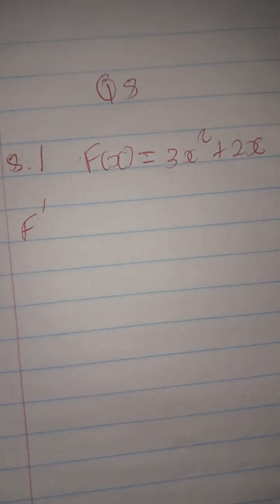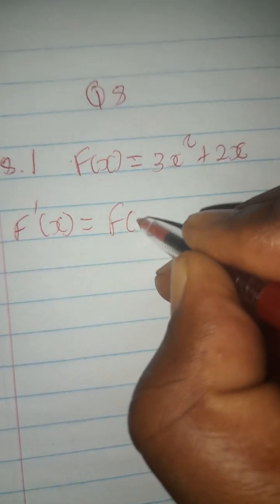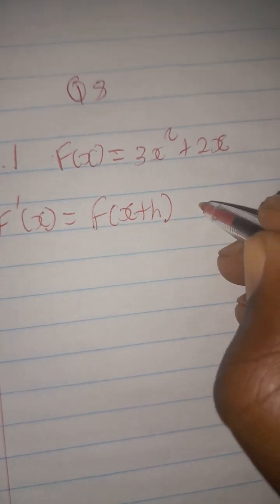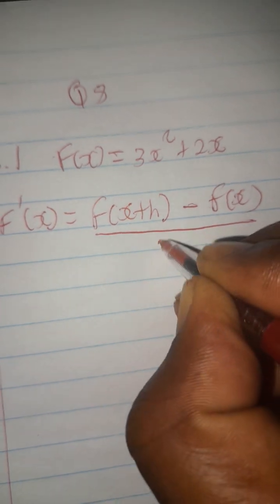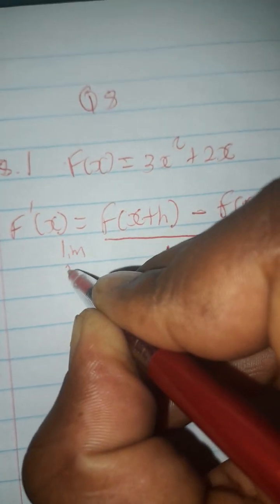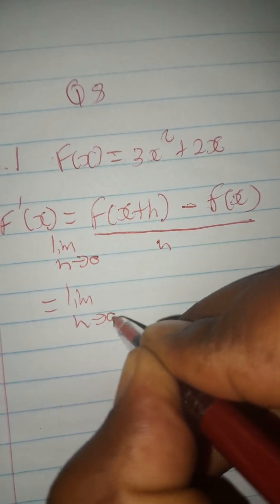So we are at question 8.1. Remember that we're given f of x equals 3x squared plus 2x. We will have to differentiate this using the formula for first principles: f of x plus h minus the given function, divided by h, and do not forget the limit as h approaches 0.